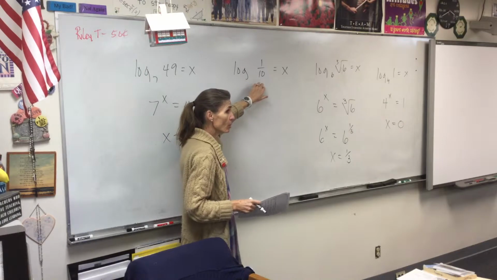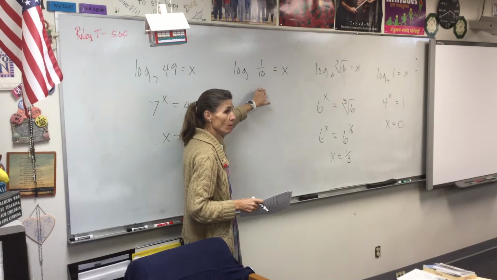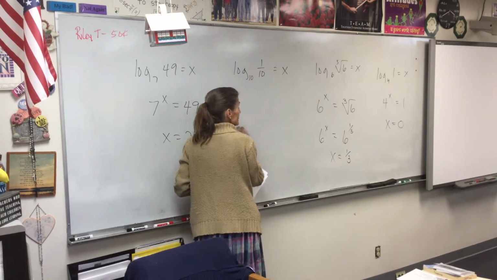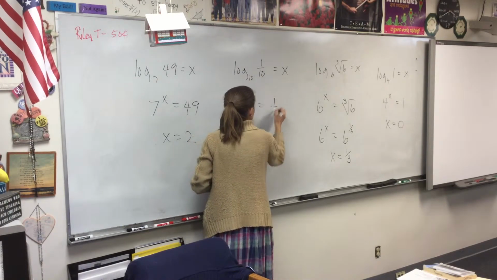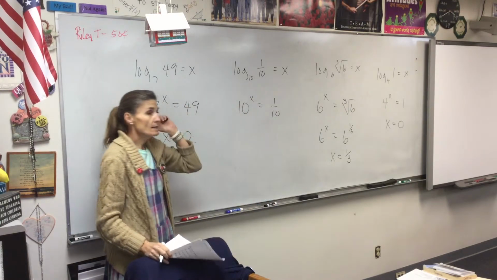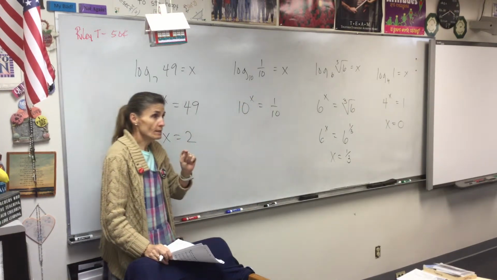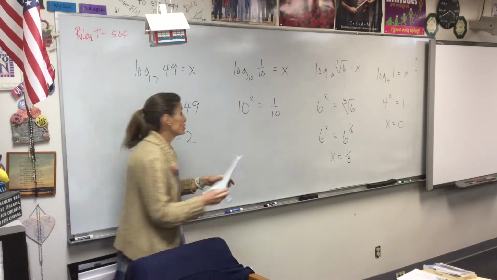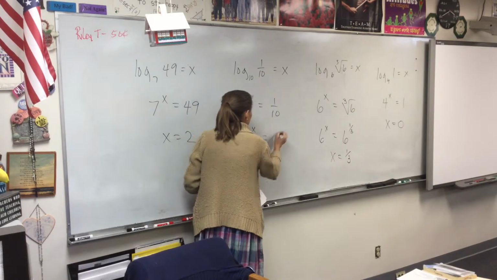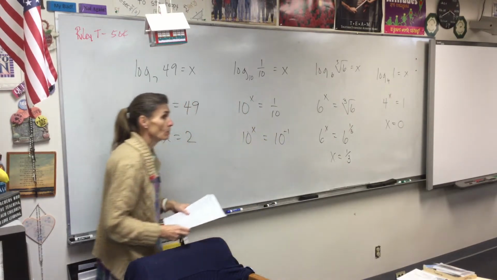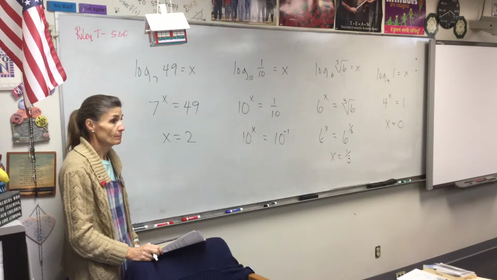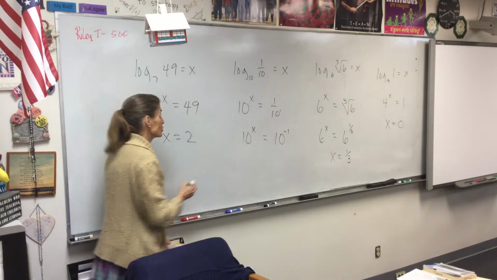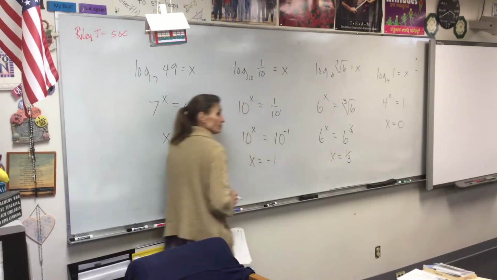Now, a little bit harder. First of all, what's the base? 10. So when I translate, it's going to be 10 to the x equals 1/10. Now, 1 over tells you what? Negative exponent. So this is 10 to the negative first. 1 over 10. It's 1 over 10 to the first. So it's 10 to the negative first. So what's the answer? Negative 1.